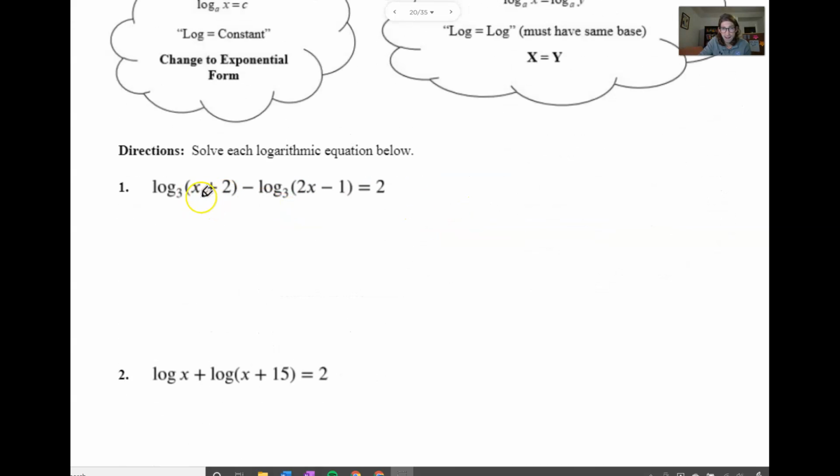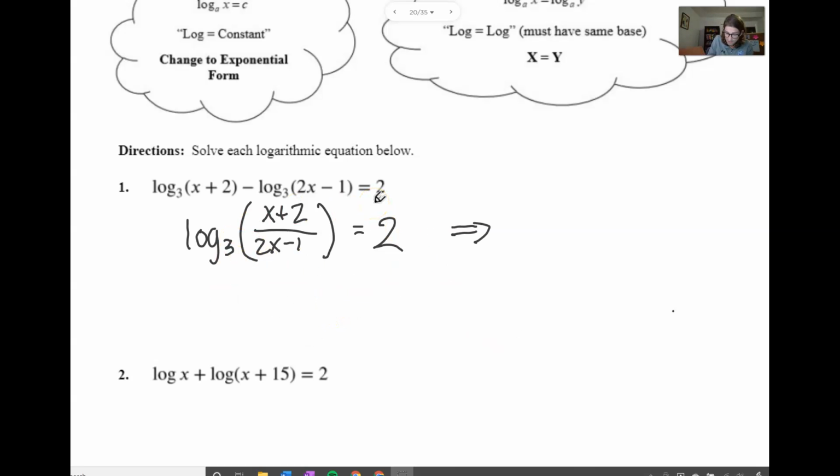So looking at number 1 right here. I see multiple logs, but I see same bases. Your best bet here, combine them using our log properties. Subtraction leads to division inside the logarithm. Now, we don't have a logarithm on both sides, so we're going to turn this into its exponential form. The base of the log is 3, so the base of the exponential is 3 squared equals x plus 2 over 2x minus 1.